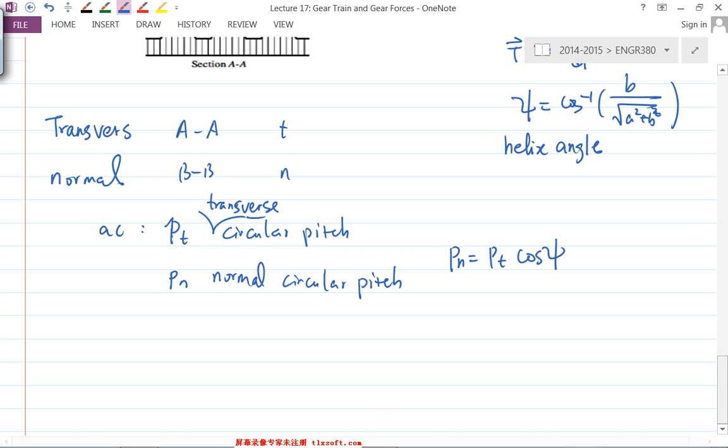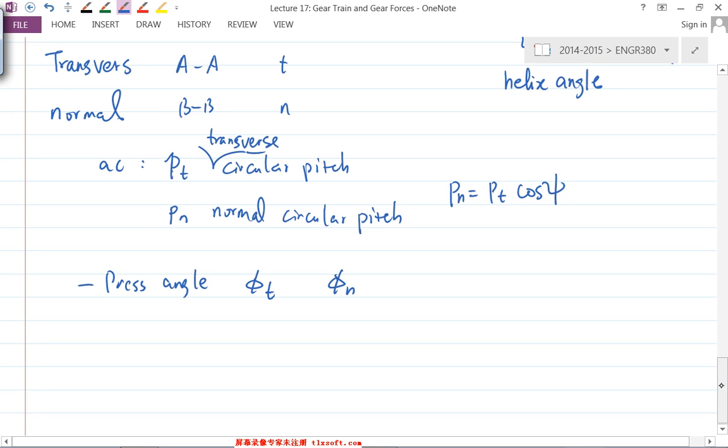So that's p_t and p_n. The pressure angle also has two sets here: one is phi_t, one is phi_n. So phi_t is the transverse pressure angle, that is, the pressure angle in the transverse plane.